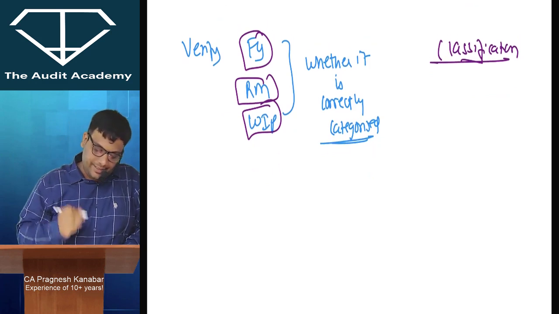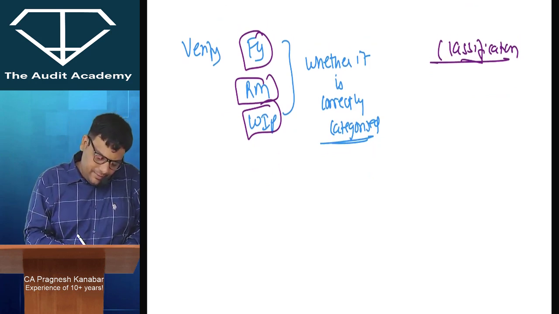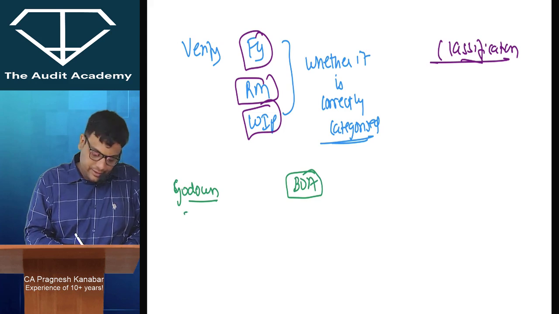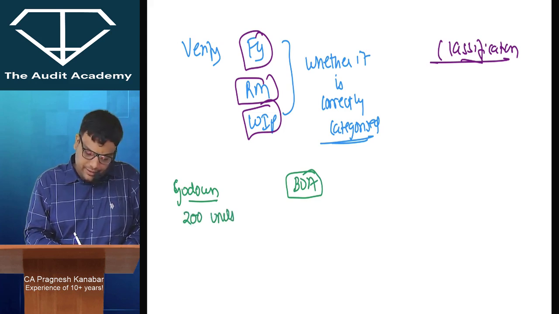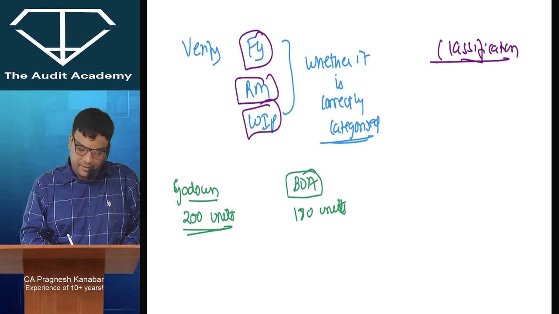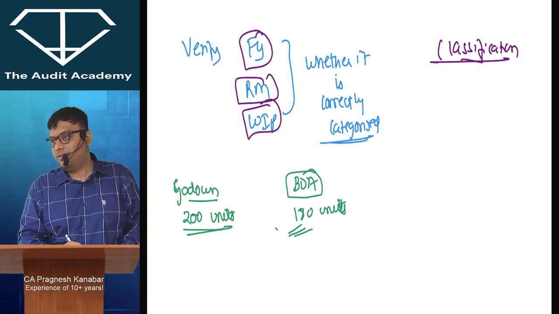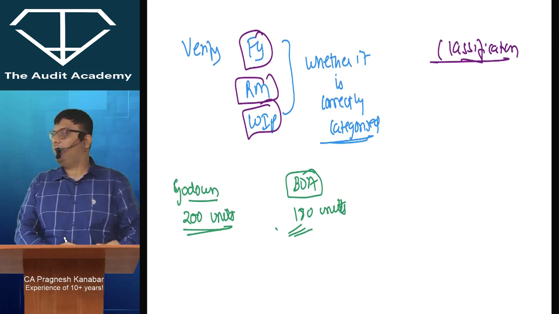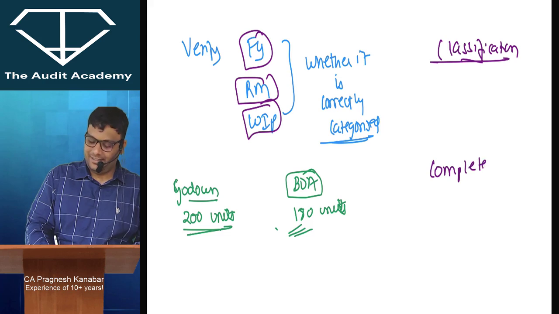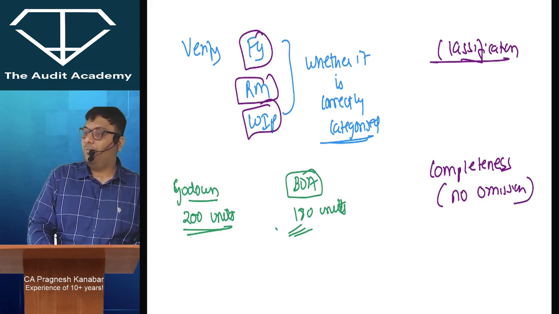Tell me, let us say this is the actual go down, the storage location, and the books of accounts. When I visited, I saw that there is an inventory of 200 units, but in the books of accounts it was only 180 units. That means something was missed out in the books of accounts. What am I trying to verify? Good. Completeness. Completeness means there should be no omission.